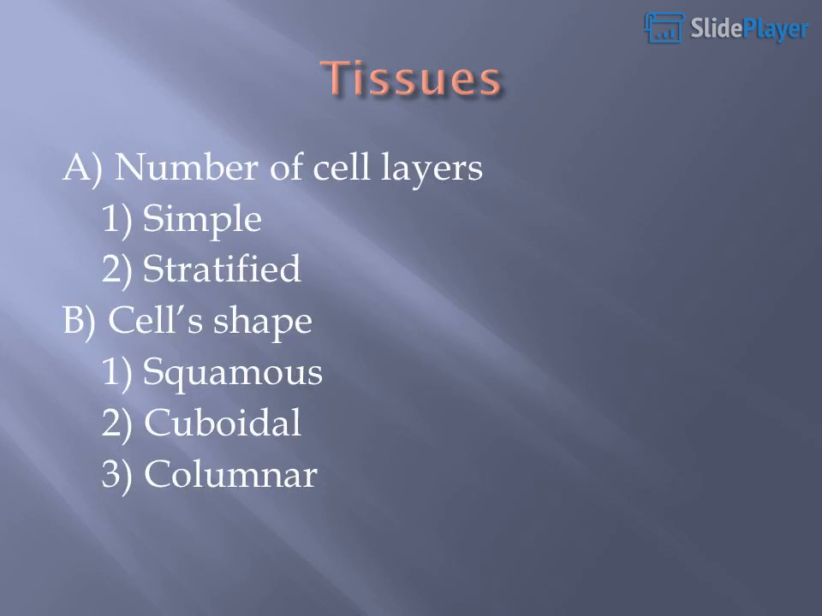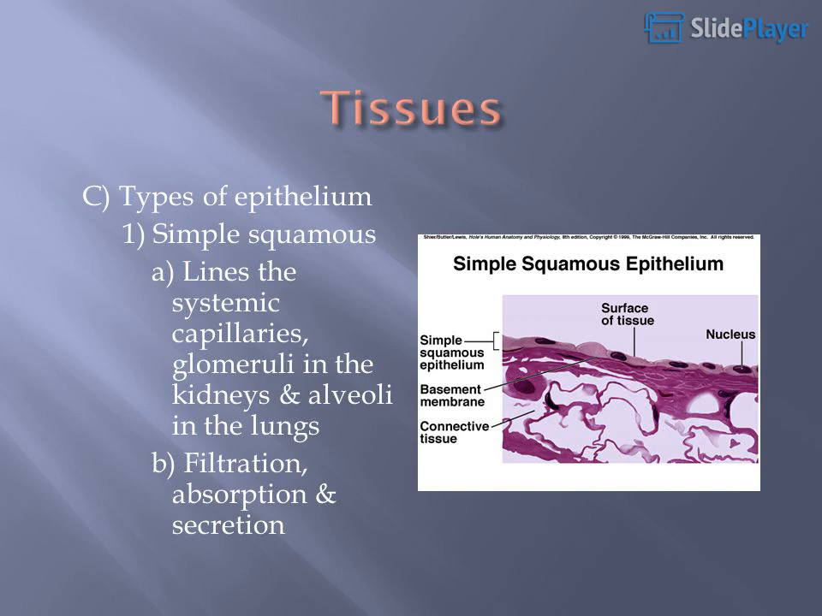Tissues. A. Number of cell layers. 1. Simple. 2. Stratified. B. Cell shape. 1. Squamous. 2. Cuboidal. 3. Columnar. C. Types of epithelium. 1. Simple squamous. A. Lines the systemic capillaries, glomeruli in the kidneys and alveoli in the lungs. B. Filtration, absorption and secretion.